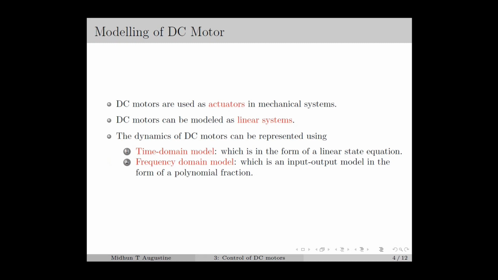In general, DC motors can be modeled as linear systems, and the dynamics can be represented either using a time domain model, which is in the form of a linear state equation, or a frequency domain model, which is in the form of a transfer function.